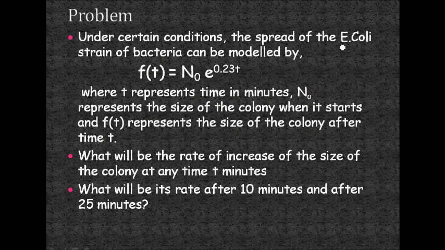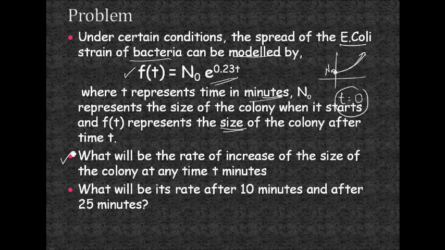Under certain conditions, the spread of E. coli, which is a type of bacteria, is modeled, using the data we have made a regression function here, by an exponential function, where t represents time in minutes, and N naught represents the size of the colony when it starts, which is, as I said, when t equal to 0. So if you are considering an exponential function at t equal to 0, it is N naught. It starts at the value of N naught, and then it starts increasing at an exponential rate of e to the power of 0.23 times the time. f of t represents the size of the colony, which is thus the number of bacteria present at a particular time.